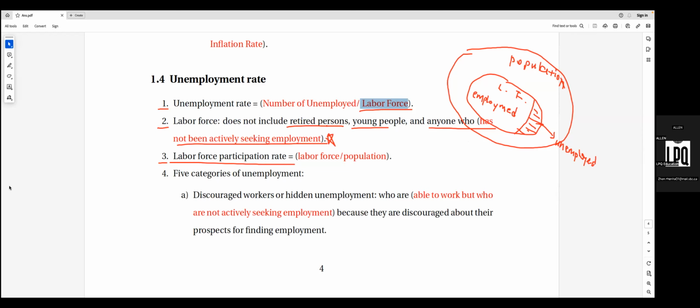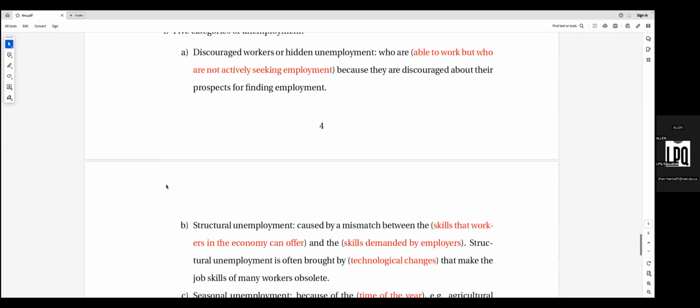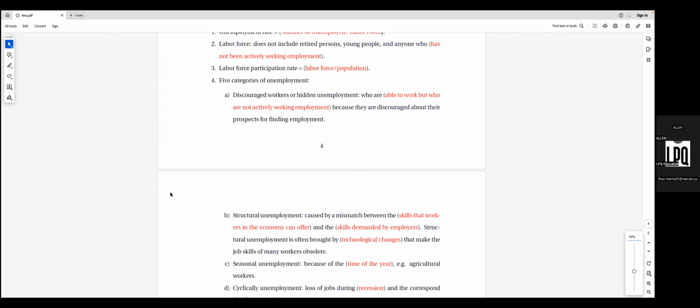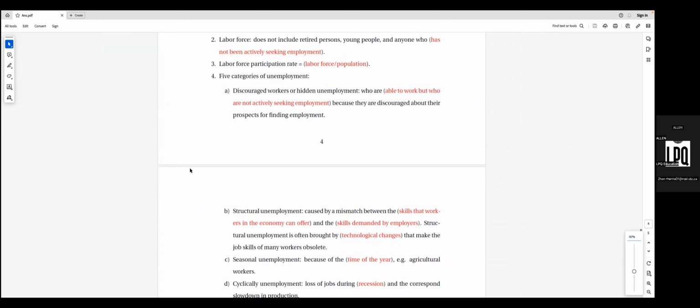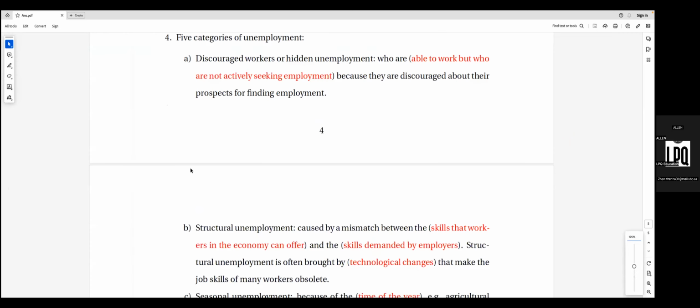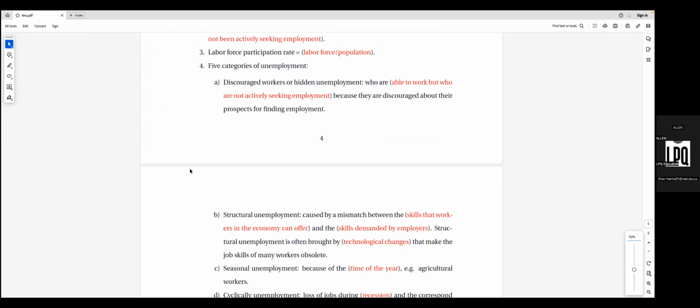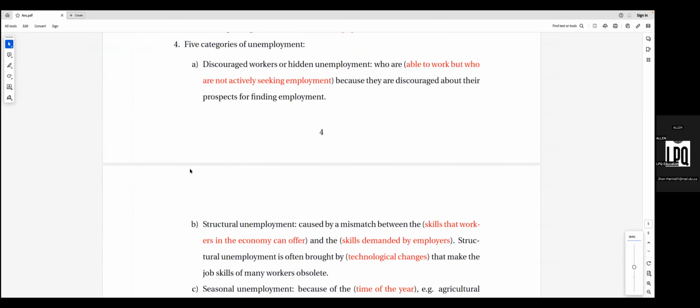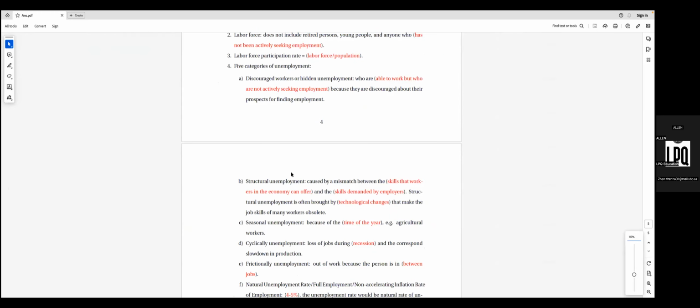After these two formulas, in AP multiple choice questions, we test you on the types of unemployment. In total we need to learn five types, which are different categories of unemployment. How do we distinguish these five types? Based on the reason, remember this, the reason why you cannot find a job. So in total you have five different categories.